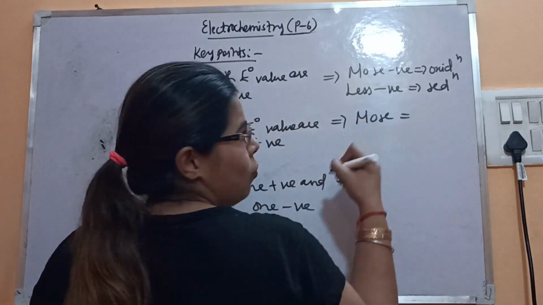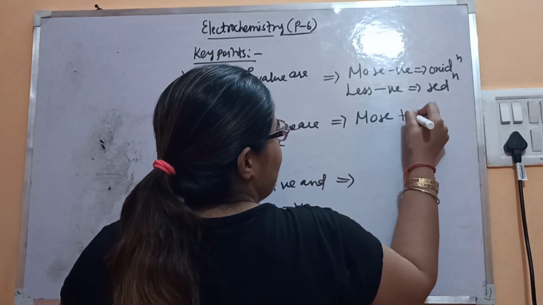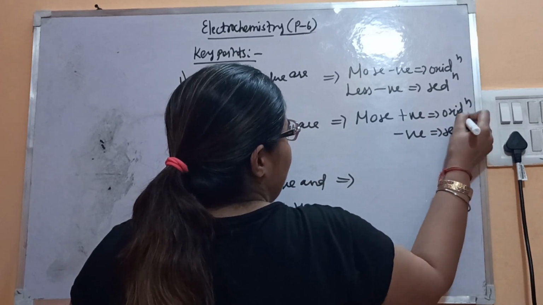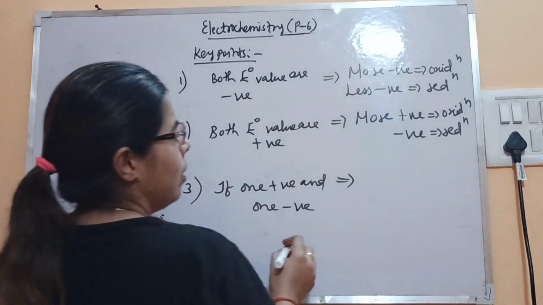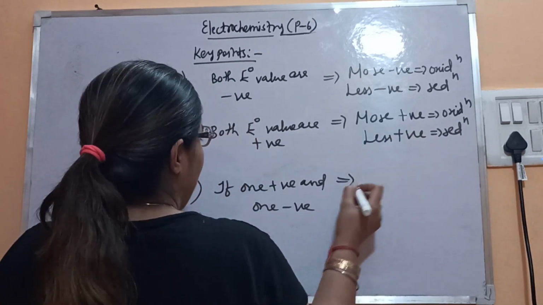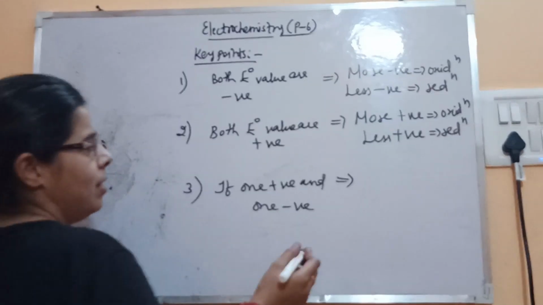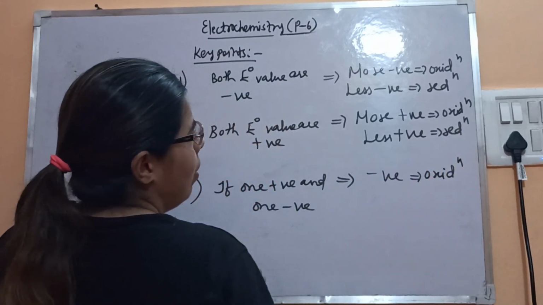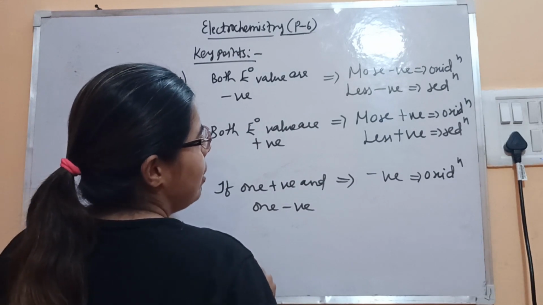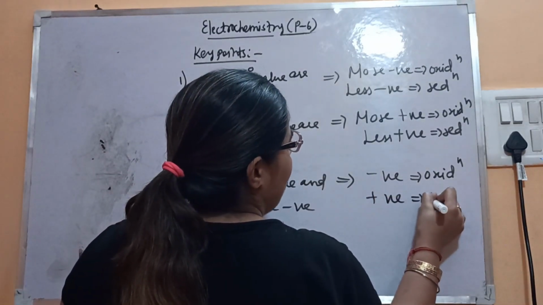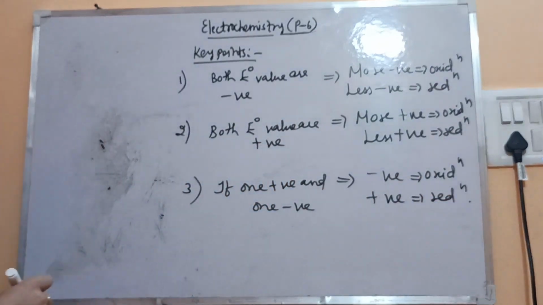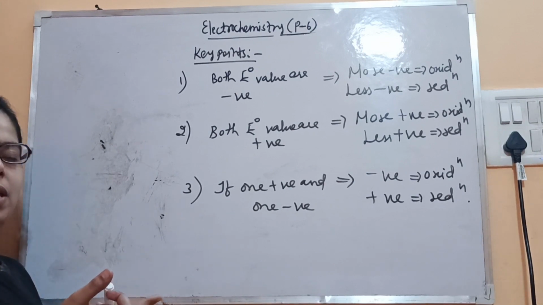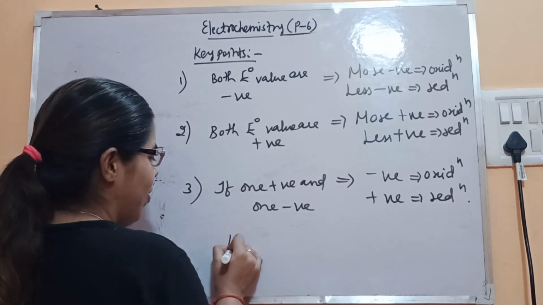Fine, if both are positive, we know that positive is towards the oxidizing agent. So more positive means oxidation, less positive means reduction. And if one is positive and one is negative, then it's obvious that the negative one will be oxidation and the positive one will be reduction. So you have to remember this so that you can utilize these key points for the calculation of E naught cell. And E naught cell we know how to calculate.